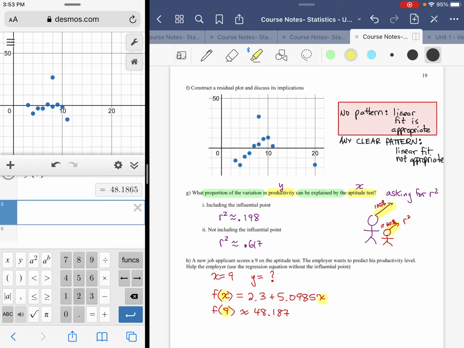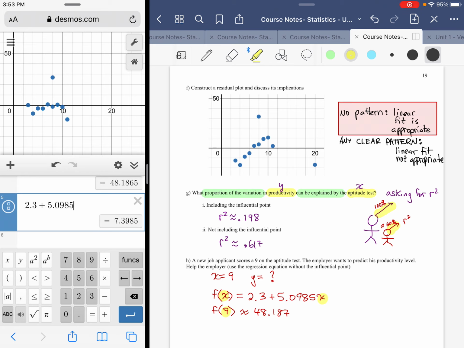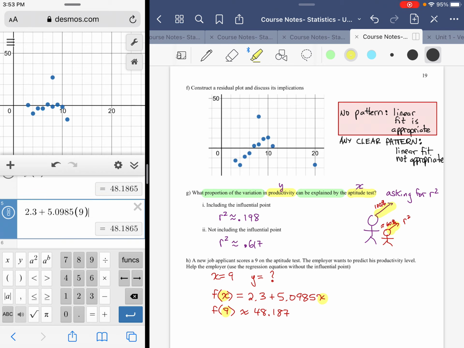It's a side-by-side replacement, right? If you don't like that, then what you can do is just write 2.3 plus 5.0985, and then manually plug in the 9. The problem with that is, let's think back to page 15. There's some pretty big equations there. If you have to do it with one of those, you might run into a problem.